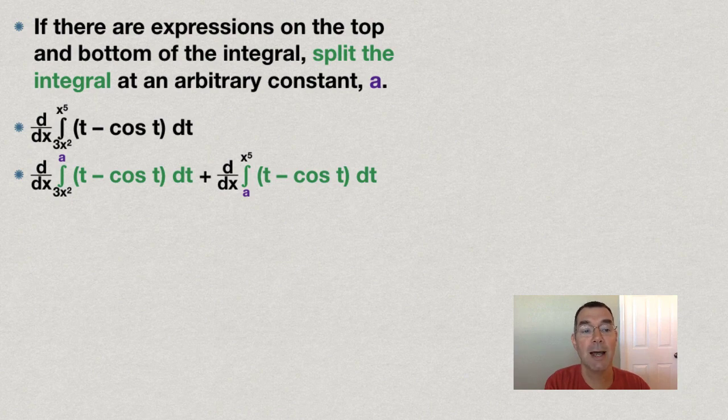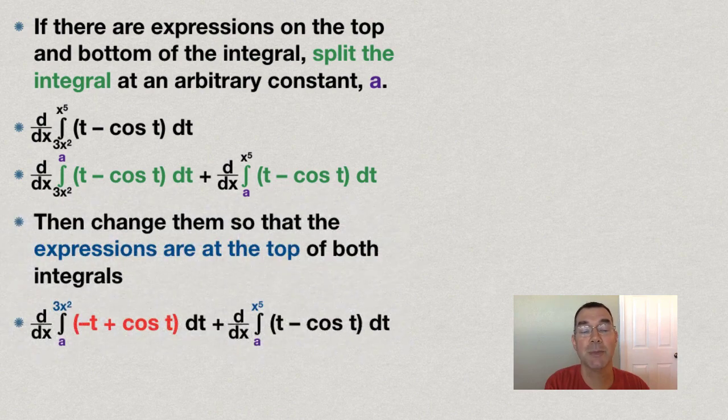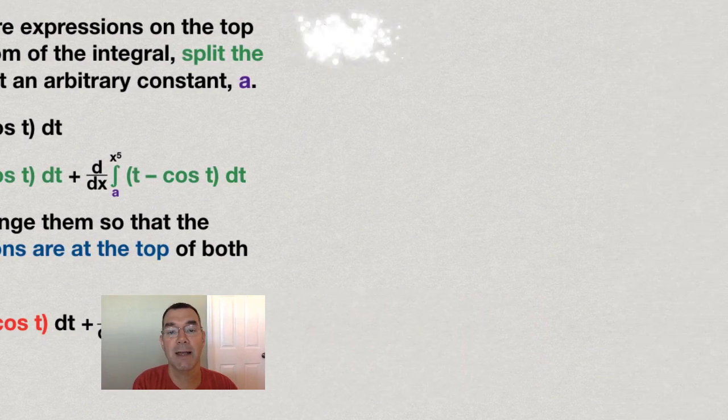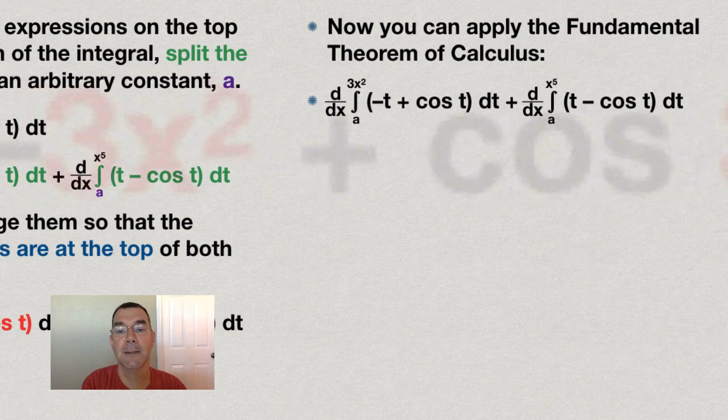All right, so I've done a good job of splitting that up, but notice now that the first term has the endpoints of the integral in the wrong order. So I'm going to put the expression on the top, which means I change the sign of every term in that first integral. And so now t minus cosine t becomes negative t plus cosine t. And now I'm ready to apply the second fundamental theorem of calculus. All right, so I have that. Nothing has changed in that line. I just needed to rewrite it so that you could see it.